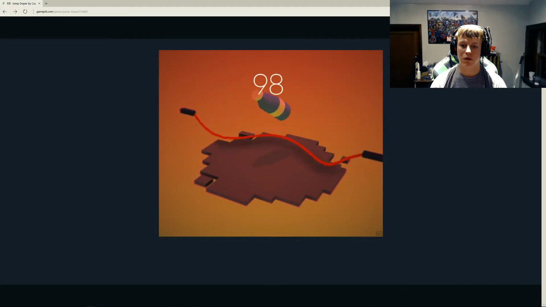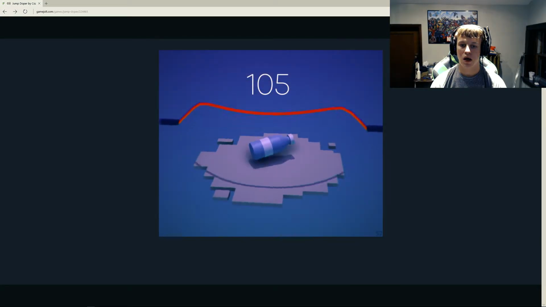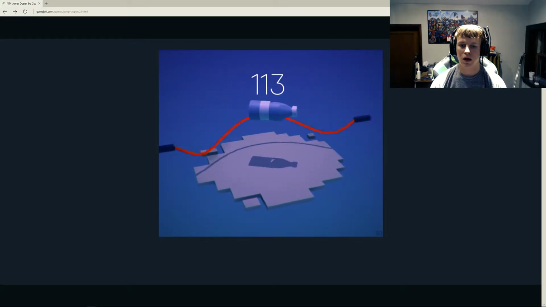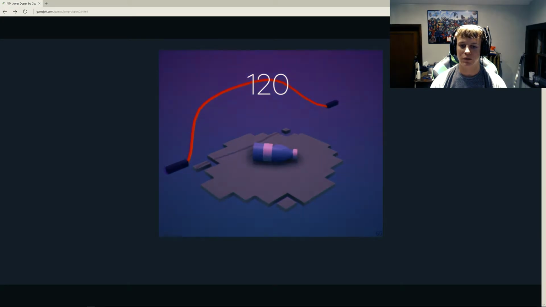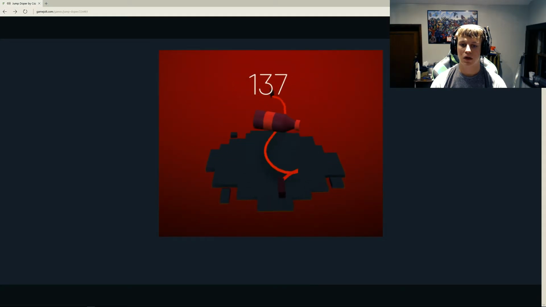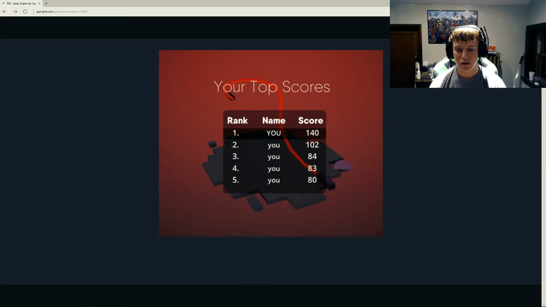I can't see the damn rope. Alright. I don't even know what I'm paying attention to anymore. I'm somehow still going. They're making this rope look even harder to see. Oh, damn it. 140.